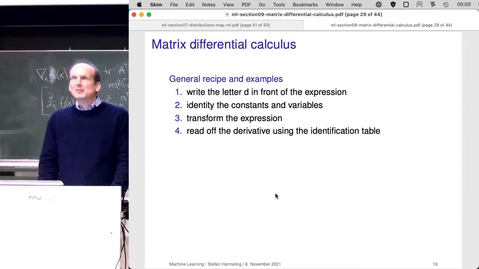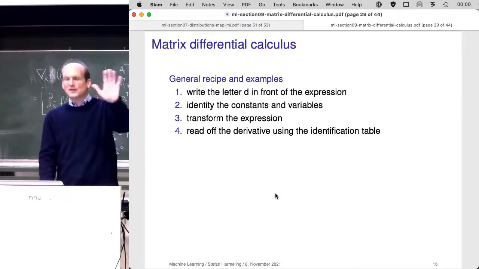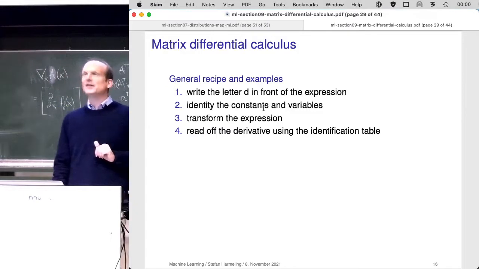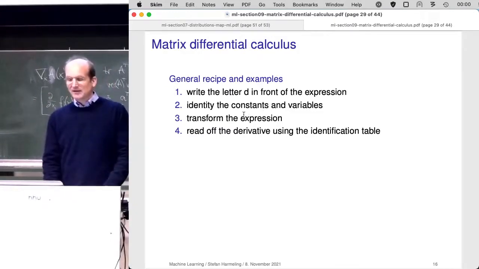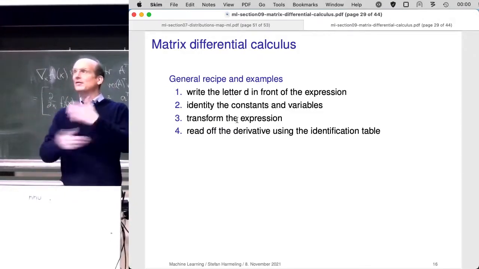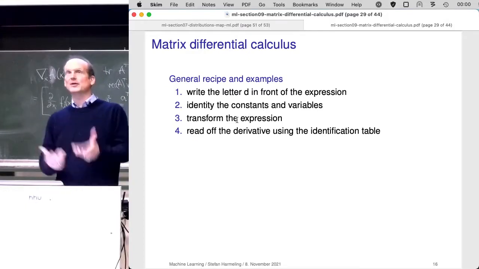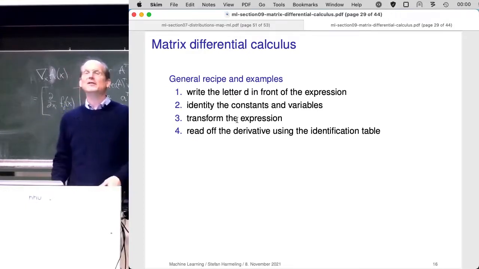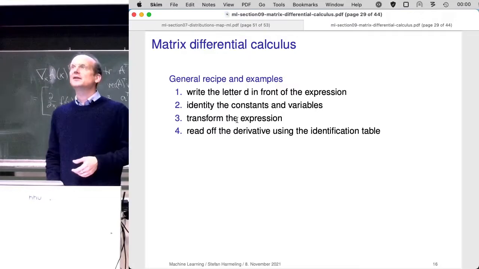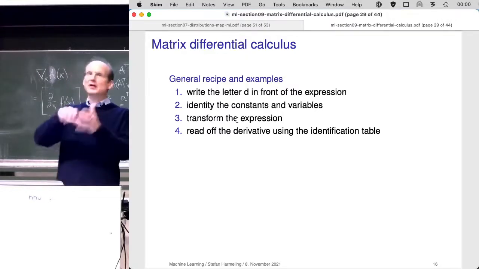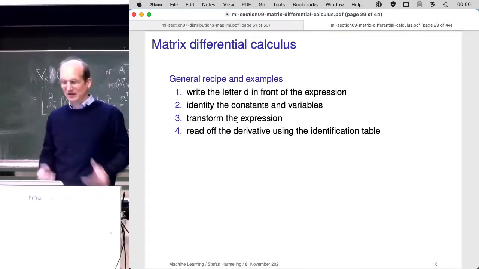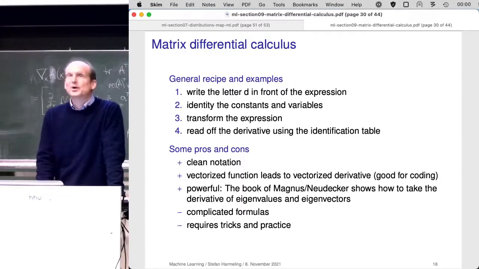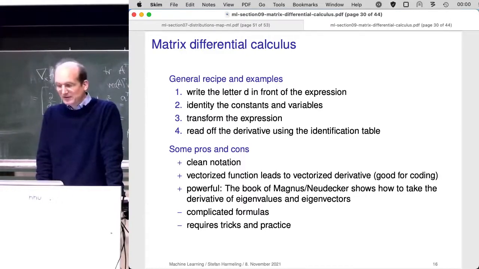So the general recipe, again: you put the letter D in front of it, then you need to identify constants and variables, then you do the transformations with all these weird rules that I showed you and some good intuition. The idea is always to bring it to the form such that from the identification table you can read off the derivative. So that's it. So, pros and cons of this method. It's a very clean notation with few sub-indices. Okay, so that's good. It is really super powerful.